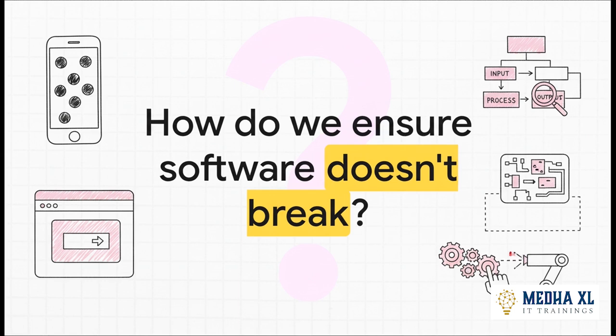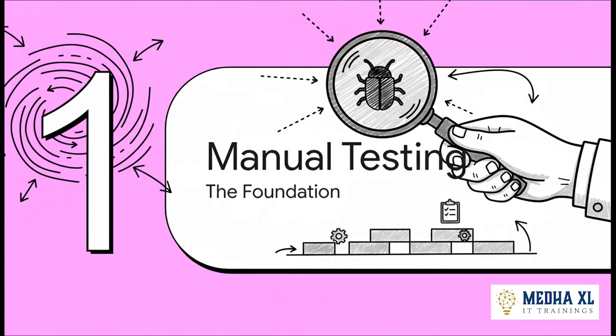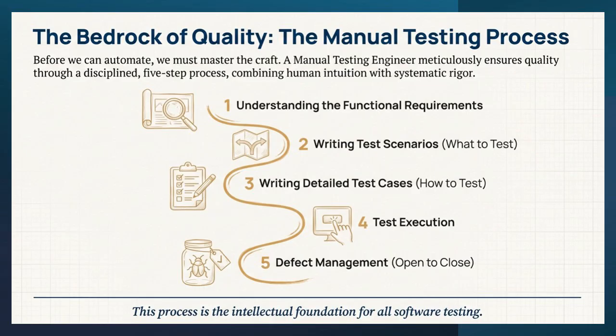I mean, really, this is the big question behind every single app on your phone, right? When you tap Buy Now or you send that important message, you just expect it to work every single time. So how do we actually guarantee that reliability? Well, the answer is all in the super meticulous world of software testing. Okay, so where do we even begin this journey? We start right at the foundation, the bedrock of quality assurance, manual testing. And this is the place where that human touch, well, it's just absolutely critical.